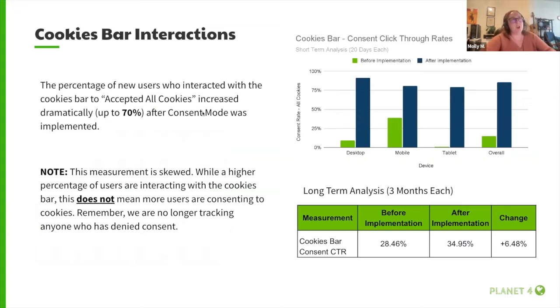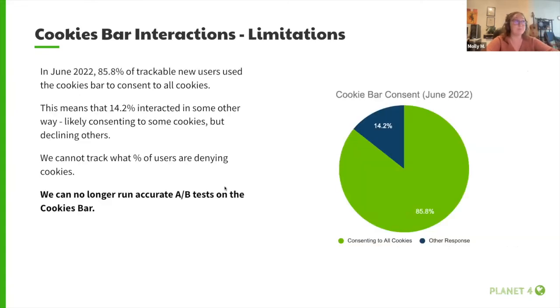The next thing I want to touch on is the cookies bar interactions. So when you log on to Google Analytics after implementing consent mode, you will see that the amount of users or the percentage of users that are accepting all cookies is going to absolutely skyrocket. On Greenpeace International, it went up by about 70% after consent mode was implemented. And the main thing I want to note here is that this measurement is skewed. So it's a higher percentage, but this does not mean that more users are consenting to cookies because, of course, we're no longer tracking anyone who has denied consent.